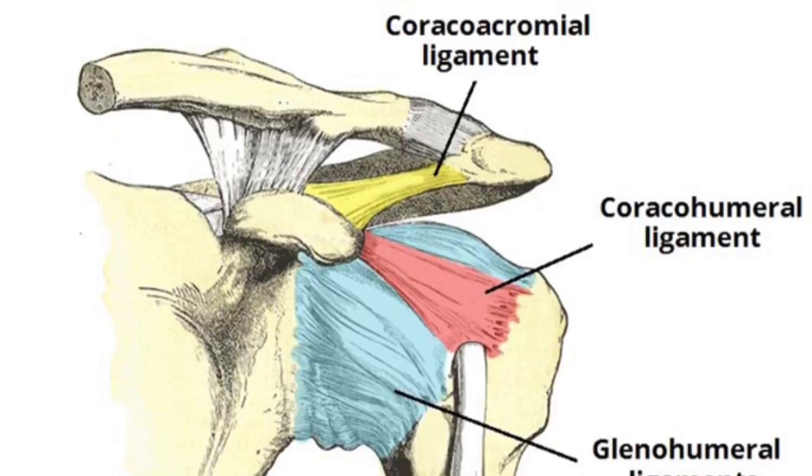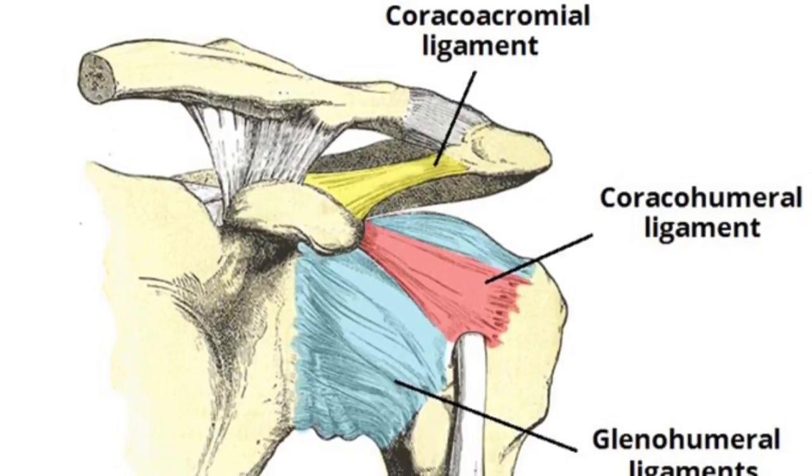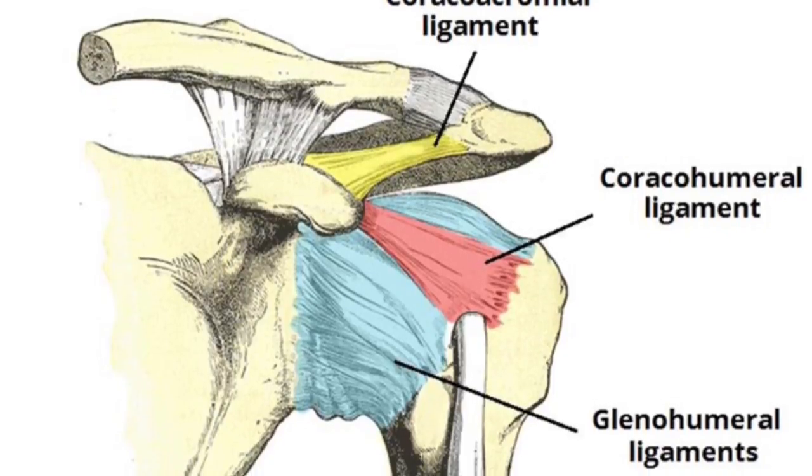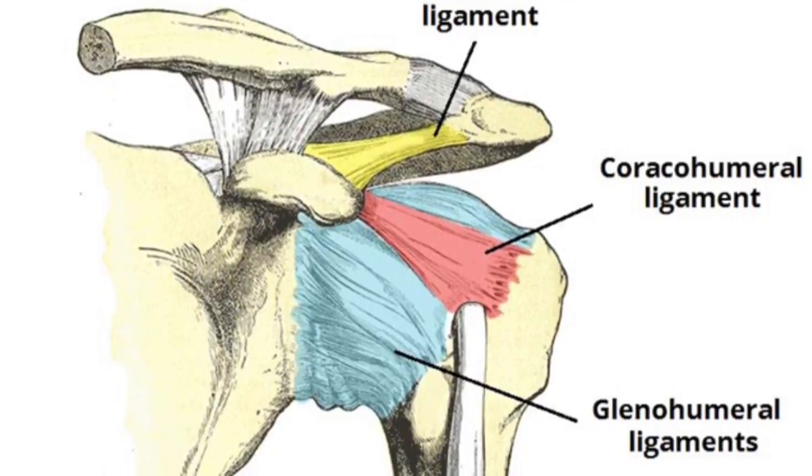This limits external rotation and inferior translation of the humeral head. This ligament arises from the glenoid and inserts on the anatomical neck of the humerus.